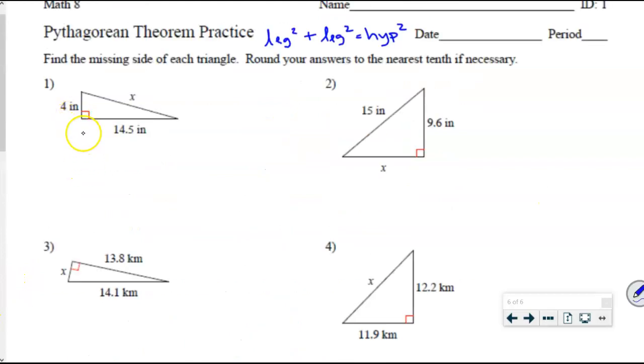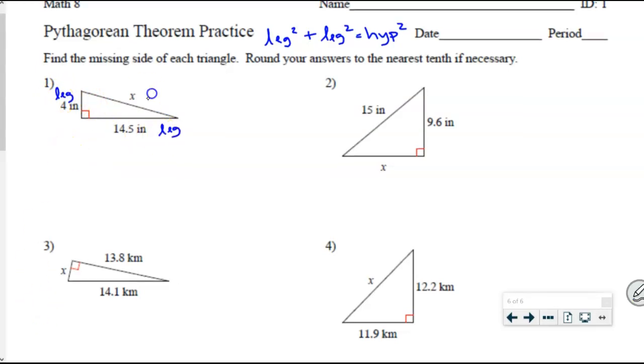Okay, I have identified that this is the leg, and this is the leg, and this is the hypotenuse. So plugging this into the Pythagorean theorem, I have 4 squared plus 14.5 squared is equal to the hypotenuse squared, which is x squared. I can plug all of this directly into my calculator, or I can simplify it piece by piece. 14.5 squared is the only one I need to calculate. That is 210.25.